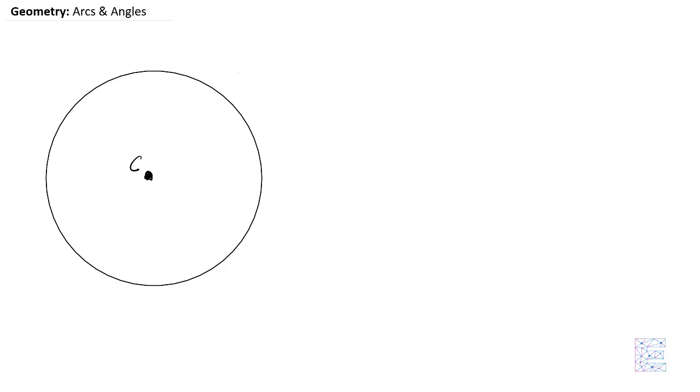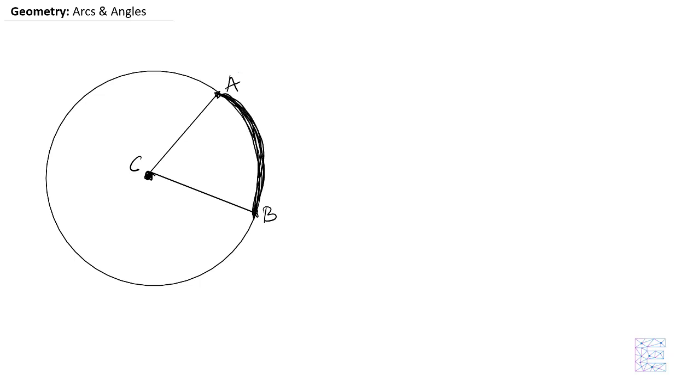If I drew a line from the center to a point on that circle, we call that a radius. And if I do that again from the center to a point on that circle, that's another radius. Let's just say the point of contact here is A, and the point of contact here is B. What we've done is created AB, which is what is called an arc.